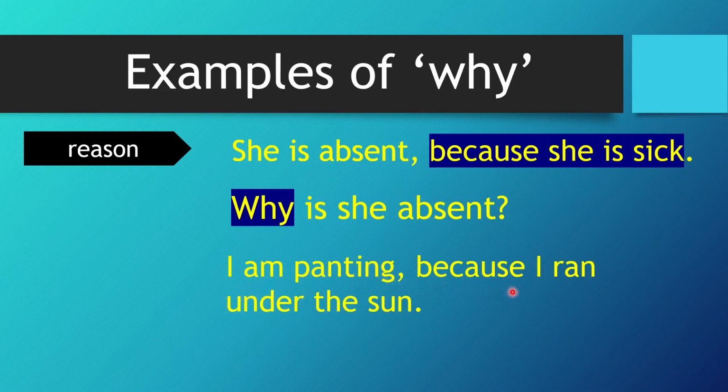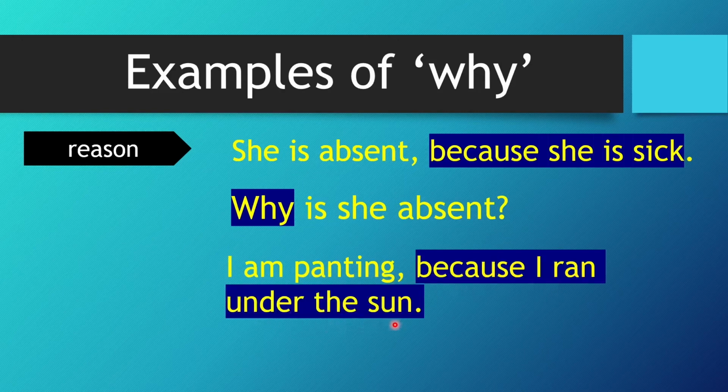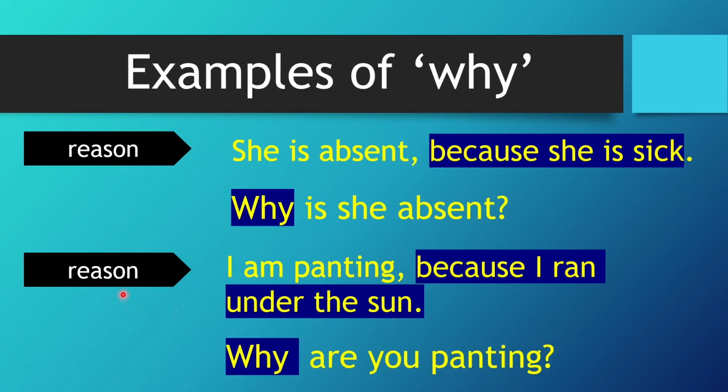I am panting because I ran under the sun. This is giving us reason. So, why are you panting? This is the question. Why is indicating the reason? Because I ran under the sun. And after that, we will write the auxiliary verb. So, see here, I am given present form. So, when you will change the sentence and you will make it a question, I becomes you and am becomes are. So, why are you panting? This is the question using why.